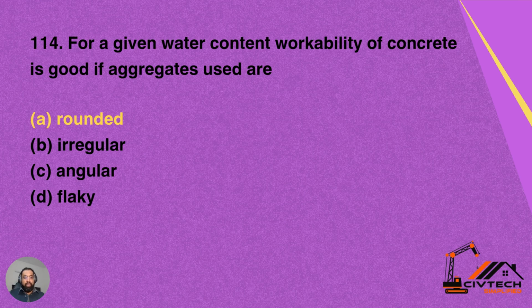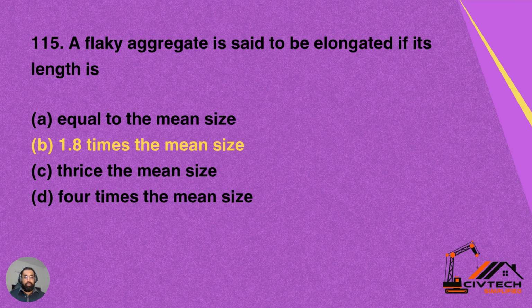Question number 114. For a given water content, workability of concrete is good if aggregate used are option A, rounded, option B, irregular, option C, angular, option D, flaky. Now, if the aggregate is rounded, for a given water content, workability of concrete will be good. Option A is the correct answer.